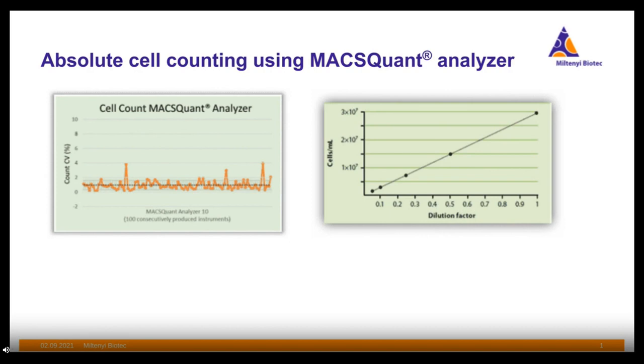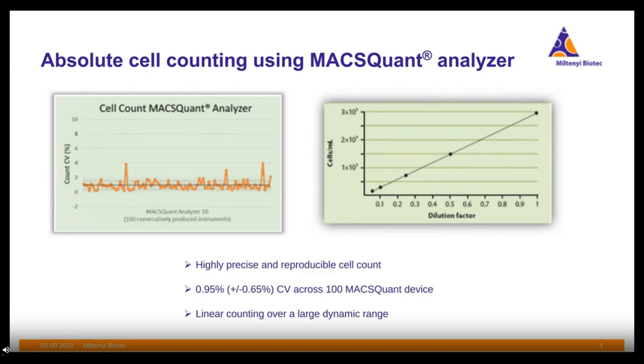And here is another data set, which was generated to monitor the linearity of the cell counting performance. From this data set, you can see that our device demonstrates nearly perfect linear counting over a large dynamic range. So this could be of high benefit for immunotoxicity studies where you care about absolute cell counting.